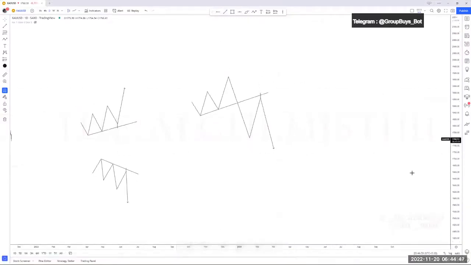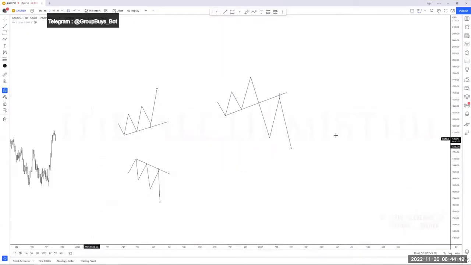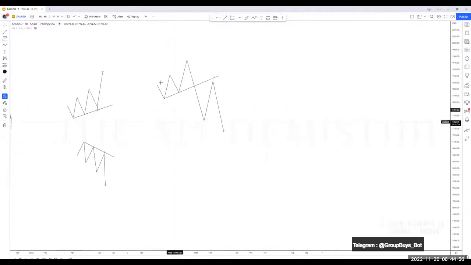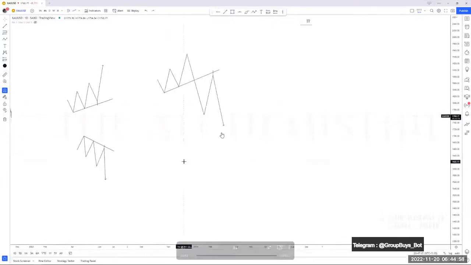Let's talk about multi-time frame stuff later. Let's go through the very basics right now. So yeah, this will be the second type. You get it, right? Something like this, and same thing.